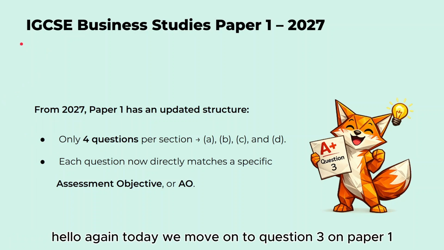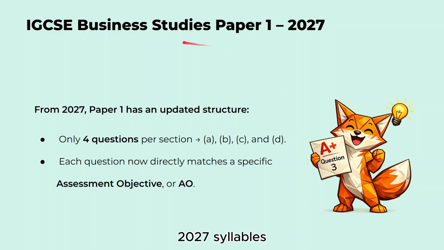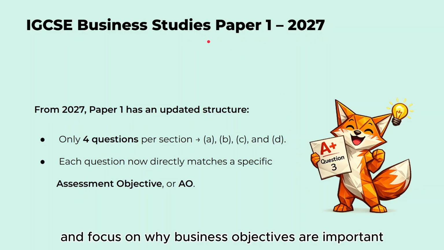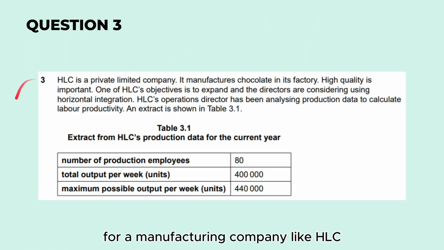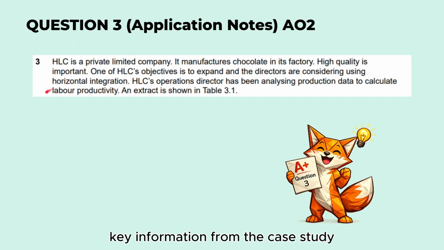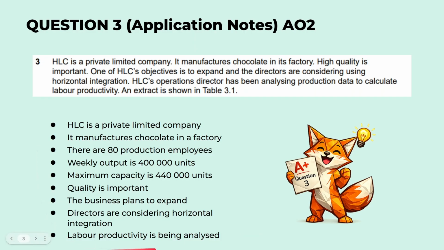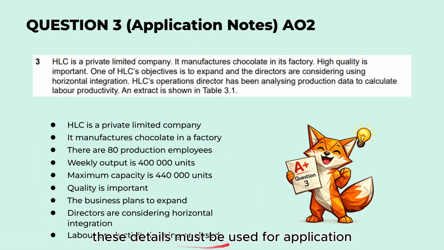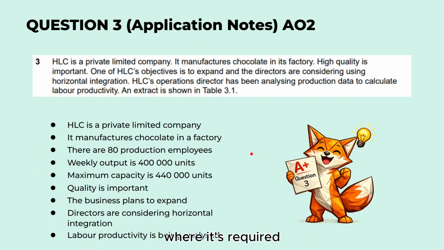Hello again. Today we'll move on to question 3 on paper 1, 2027 syllabus and focus on why business objectives are important for a manufacturing company like HLC. Key information from the case study here you see. These details must be used for application where it's required.